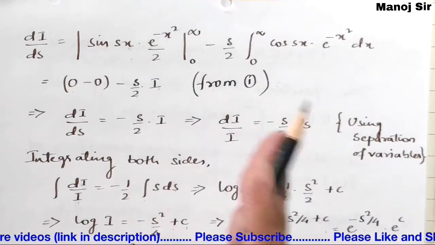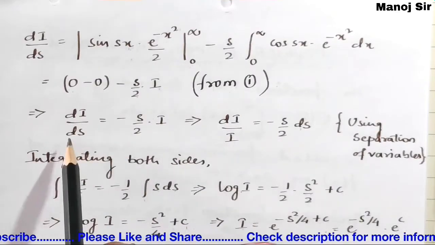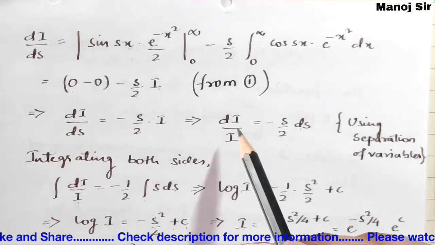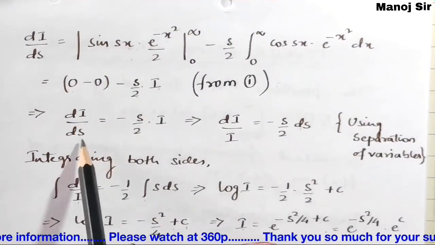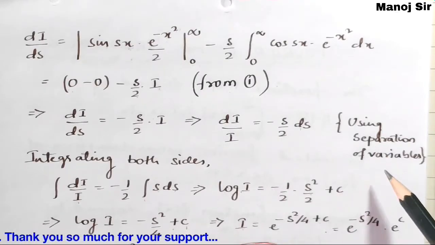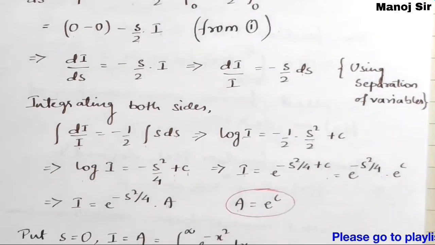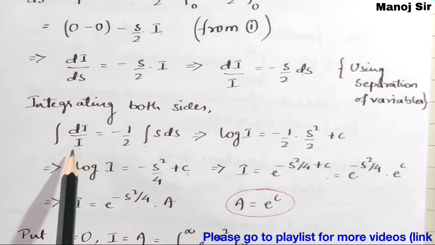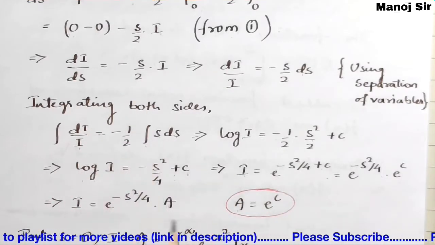That is, I will be on one side and s will be on the other side. So taking this I here and this ds part here, this is going to be dI upon I equals minus of s upon 2 ds. Now after applying separation of variables, what is the next step? That is integrating both sides. So on integrating both sides, you will get integration of dI upon I equals minus half, integration of s ds.